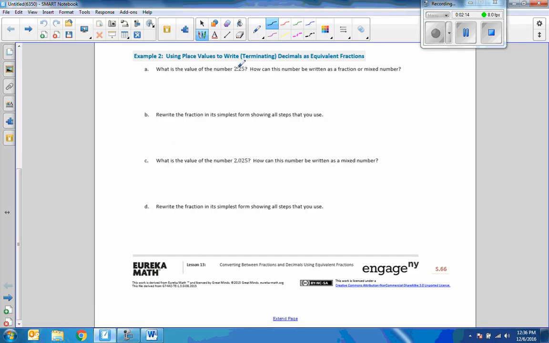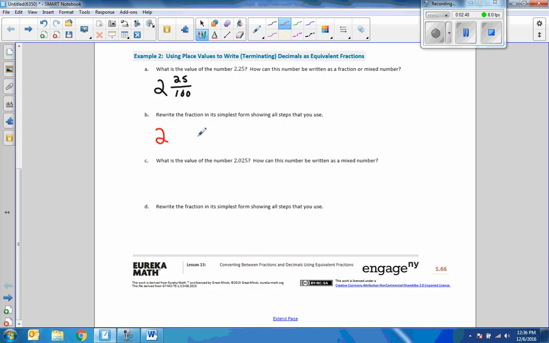So now that I go back to here, this is 2 and 25 hundredths. So I'd write it like this: 2 and 25 hundredths is 25 over 100. Then part B says to rewrite the fraction in its simplest form, showing all steps that you use.